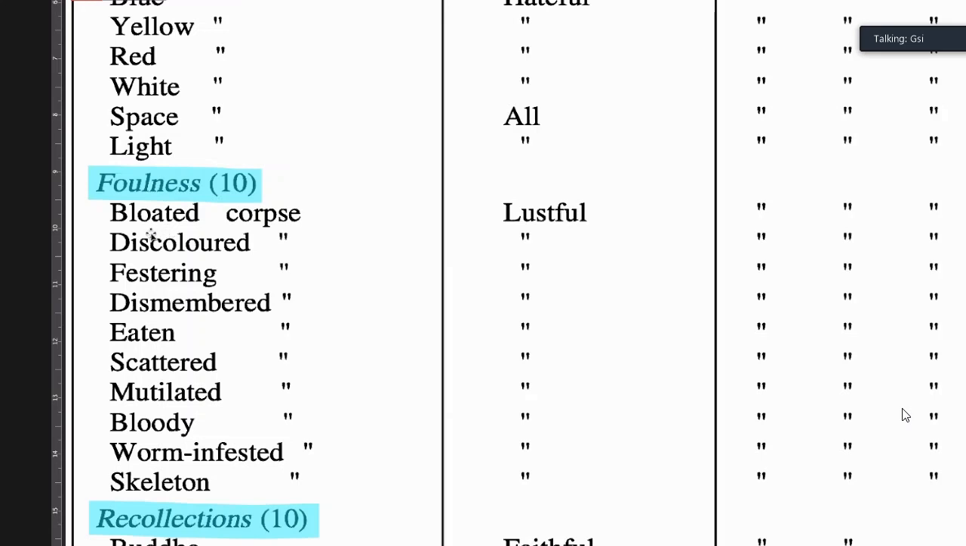How is the bloated corpse? A bloated corpse is about 2 or 3 days old. If you don't embalm the person who is already deceased, after 3 days you see that the stomach and the hands are already bloated.